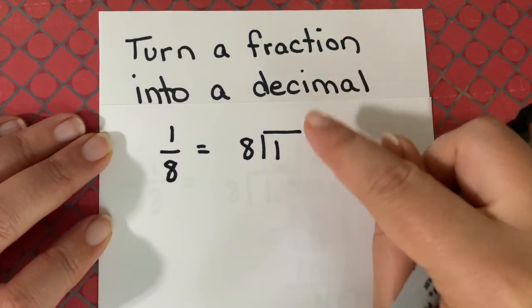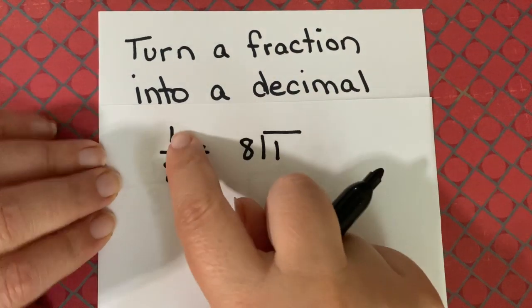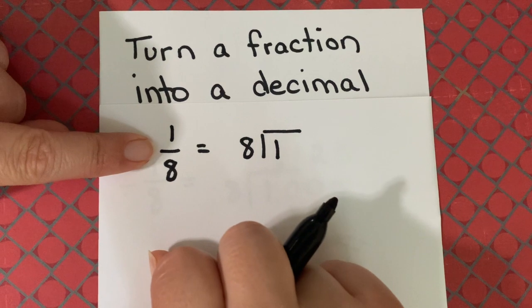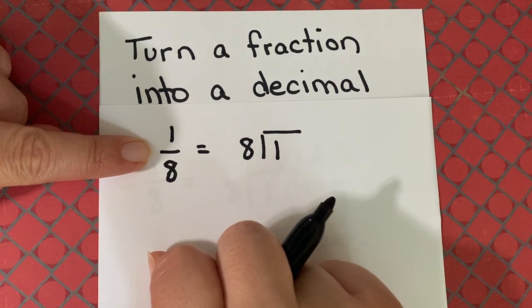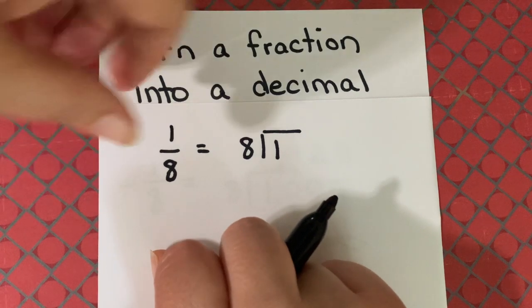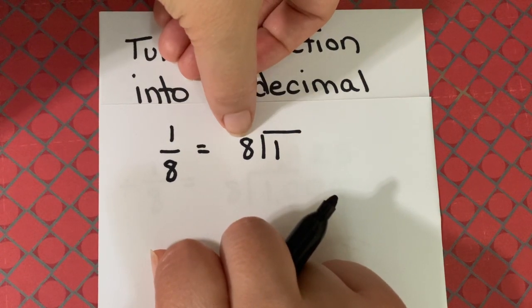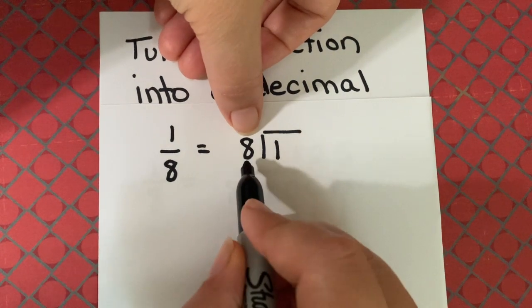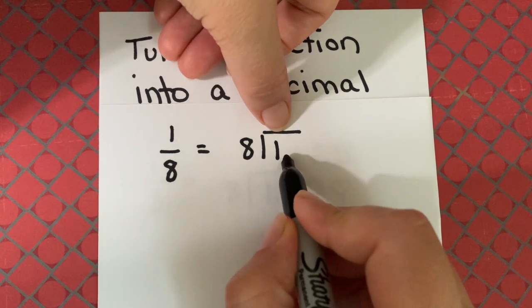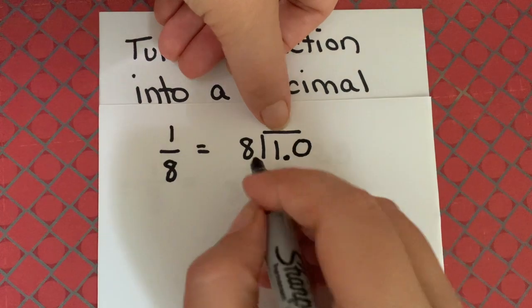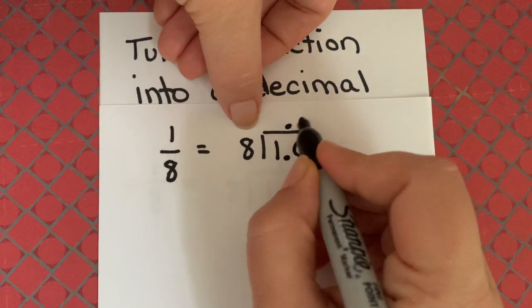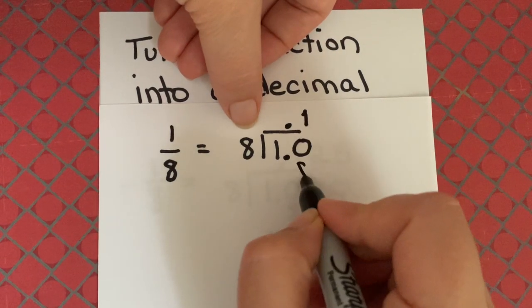To turn a fraction into a decimal, you just take this and you read it 1 divided by 8. Always think of this as the operation of division, and we just set it up 1 divided by 8. And then we just start dividing. 8 doesn't go into 1, so I have to add my decimal and a placeholder. So 8 goes into 10 once.